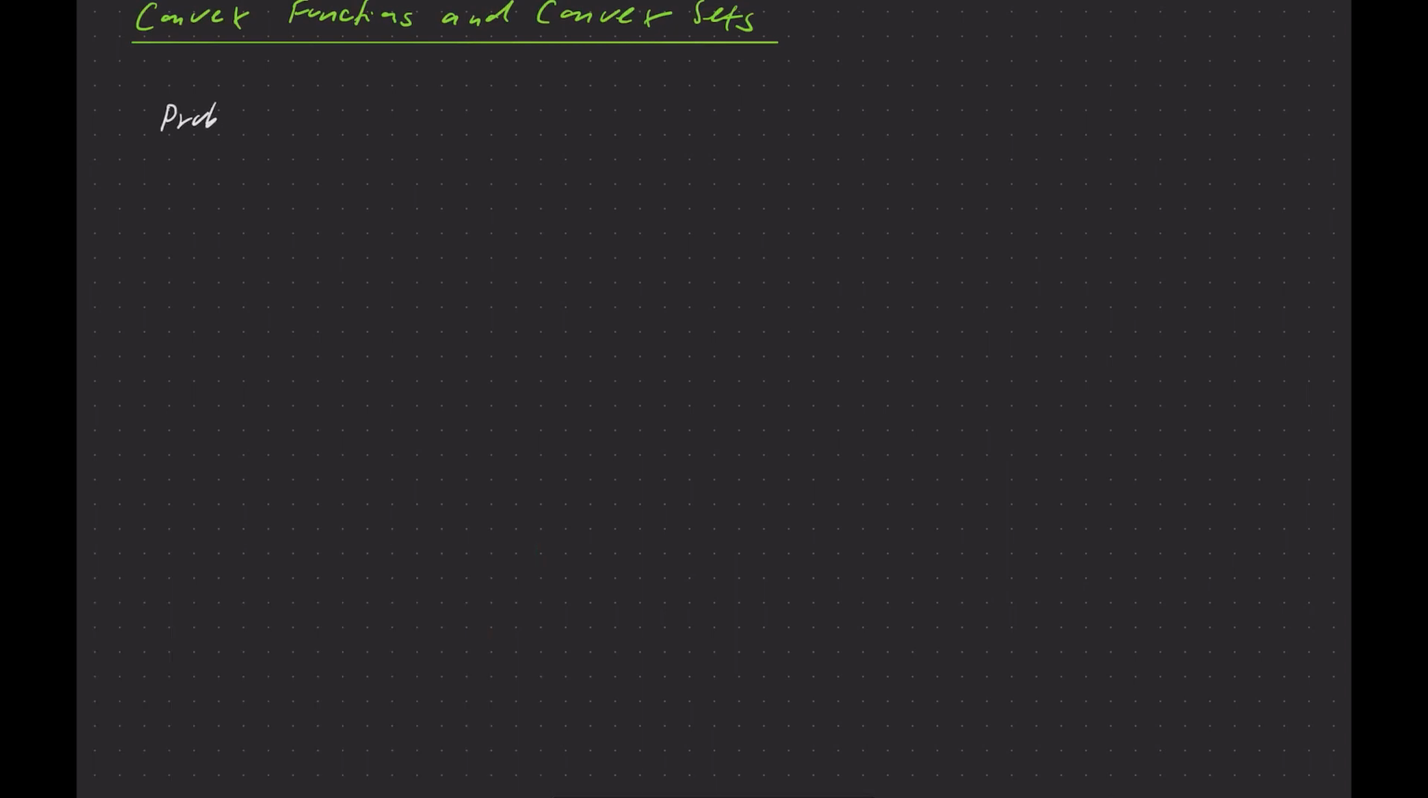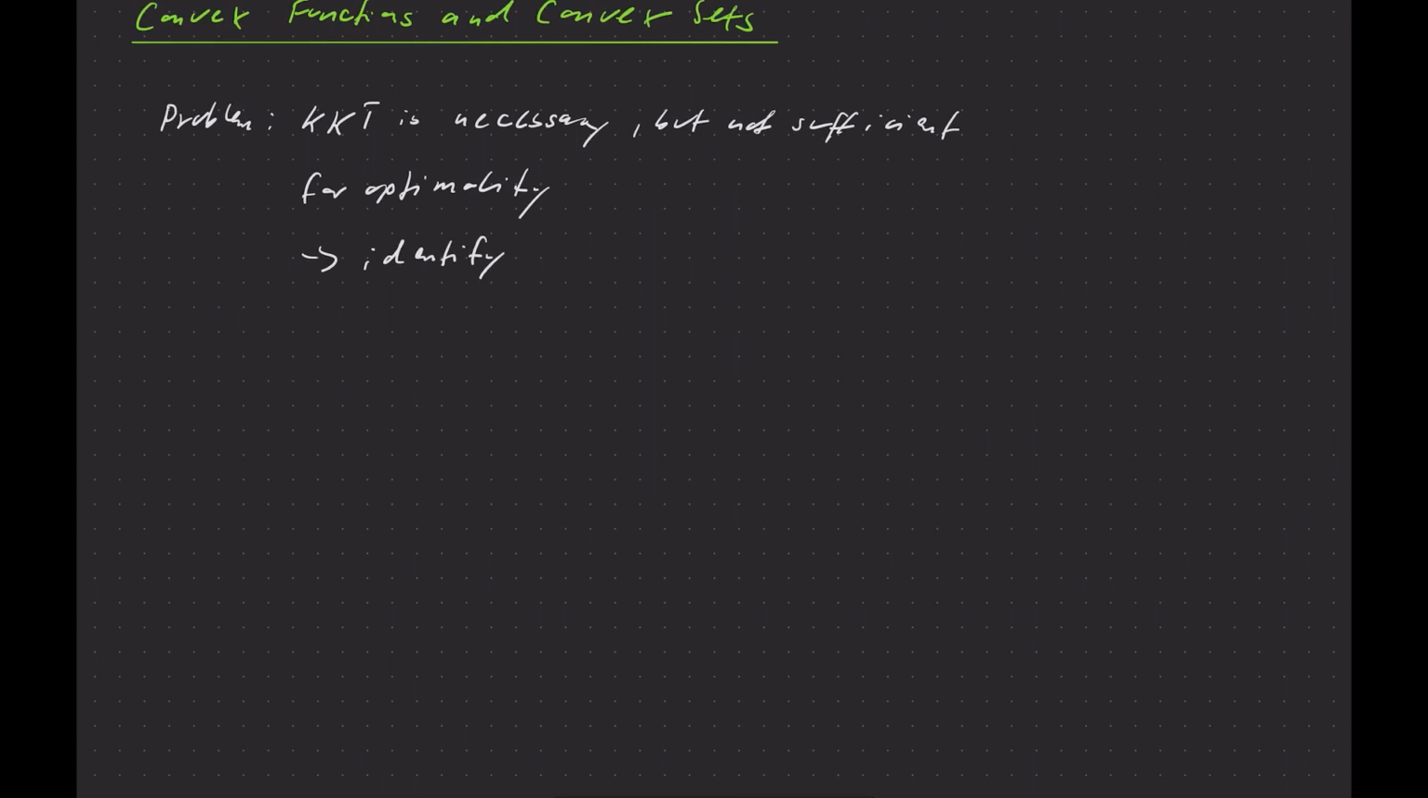So the problem is KKT is a necessary condition, but it's not sufficient for optimality. So what we'd like to do is identify a setting where KKT is also sufficient. And that is just what convexity will provide.